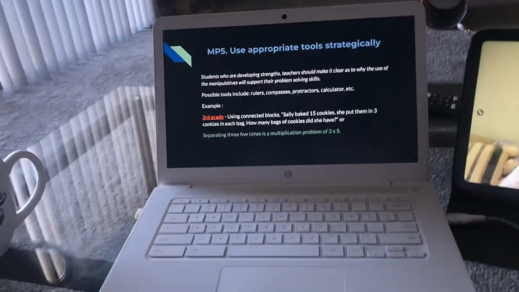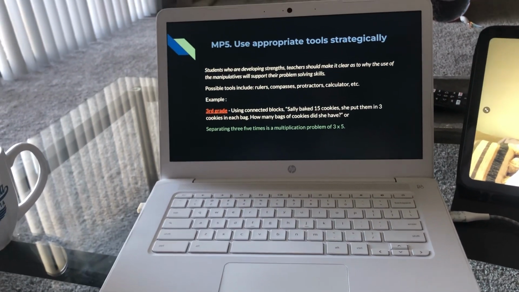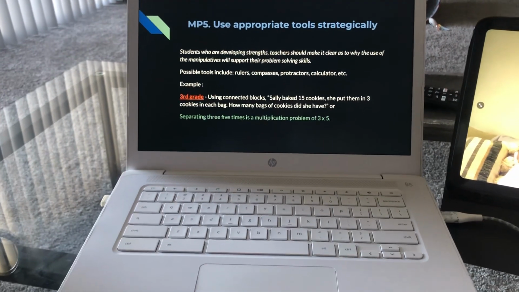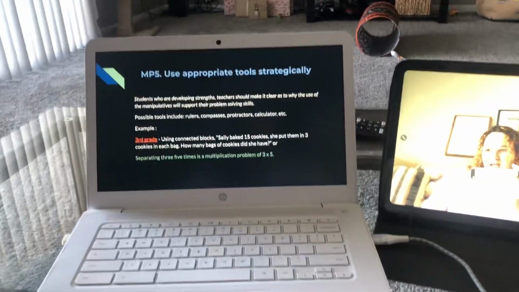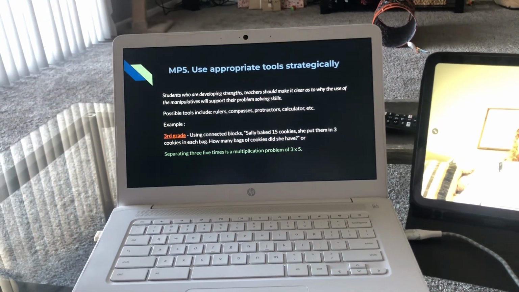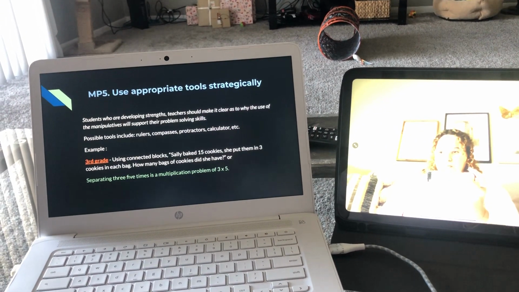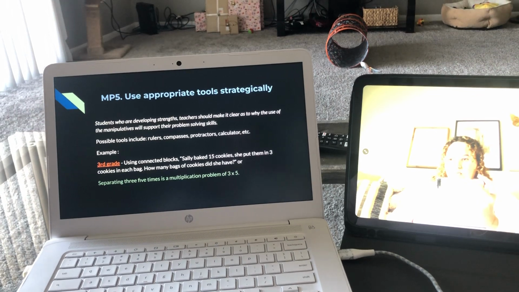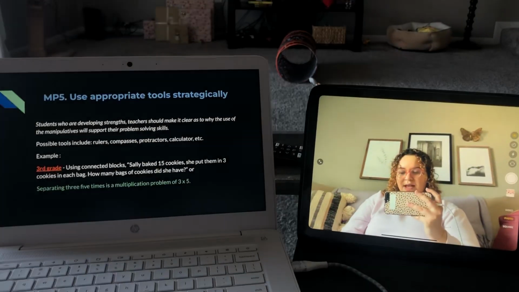My example is considered to be third grade, and the orange third grade right there is clickable, so you can look at the video that I used as well. There are quite a few examples in that video, but I just chose one of them. It uses connected blocks, kind of like Legos in a way. I forget what they're called exactly.